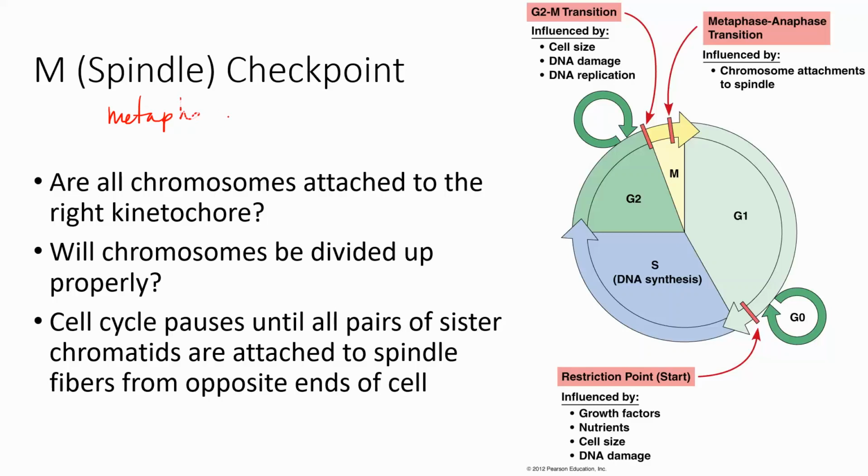At this point, this is during metaphase and prophase. And that is going to be a check to see whether chromosomes are attached to the protein spindle. So it's not, are all chromosomes attached to the right kinetochore? It's, are all chromosomes attached to the protein spindle? And then whether or not the chromosomes will be able to be divided properly. If you don't have sister chromatids attached to spindle fibers from opposite ends of the cell, you pause, reattach, and if that doesn't work, then you go into apoptosis.